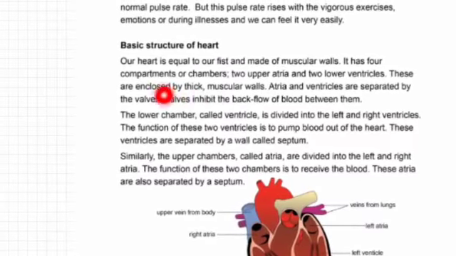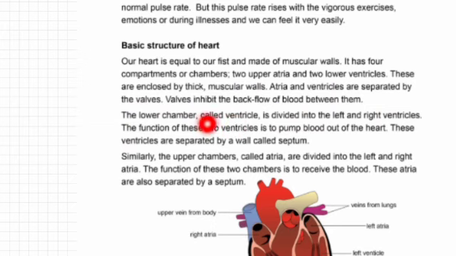Now, our heart is equal to our fist and made of muscular walls. It has four compartments or chambers, two upper atria and two lower ventricles. These are enclosed by a thick muscular wall. Atria and ventricles are separated by the valves. Valves inhibit the backflow of blood between them.